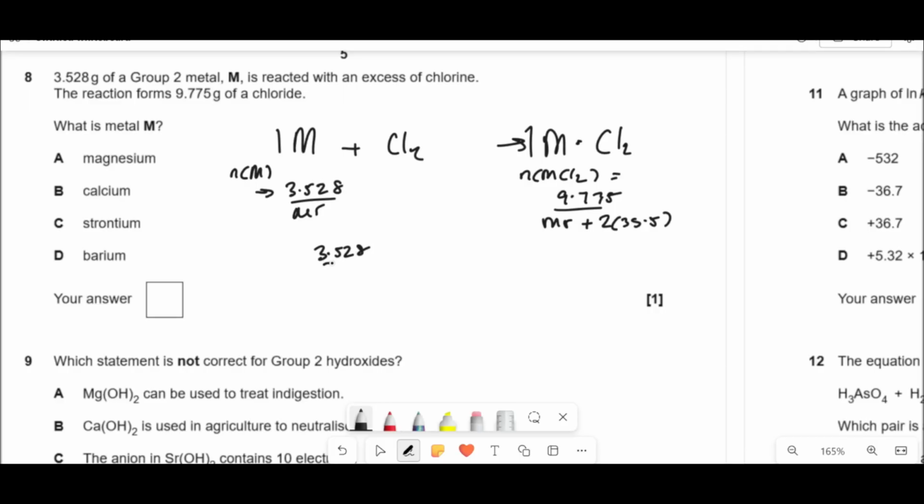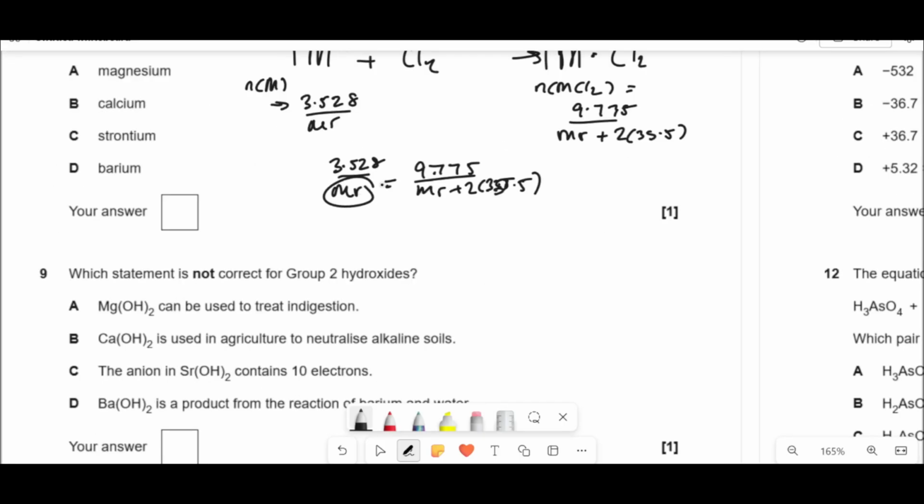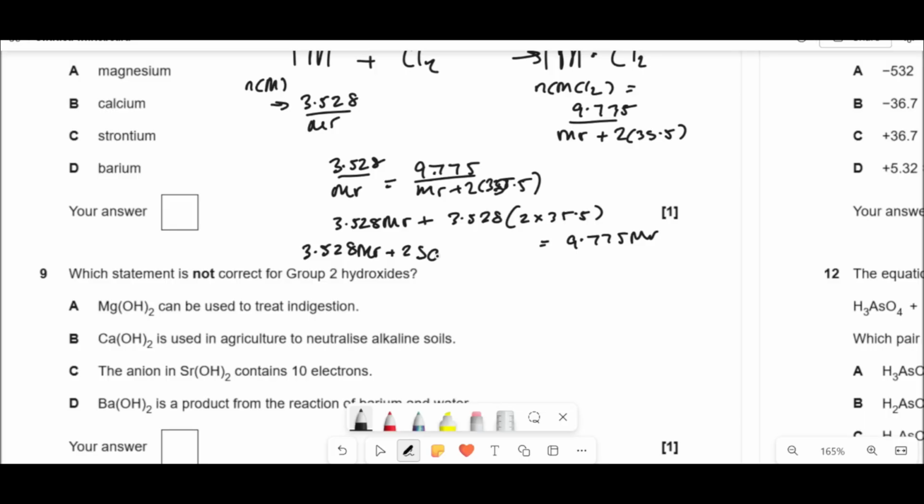So 3.528 over this mysterious MR has to be 9.775 over the MR plus 71. If I times both sides by this, that'll bring that up here, and if I times both sides by that, that'll bring that up there. So then it means that 3.528 MR plus 3.528 times 2 times 35.5 equals 9.775 MR. So if I tidy this up, I get 3.528 MR plus 250.489 equals 9.775 MR.